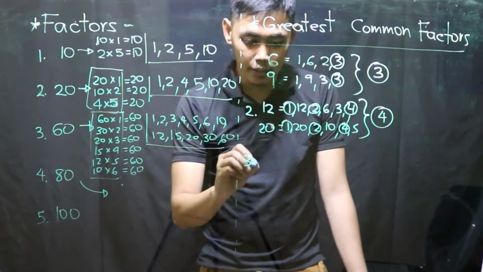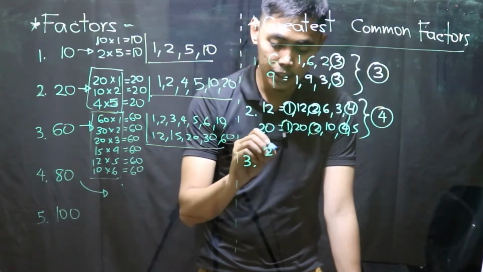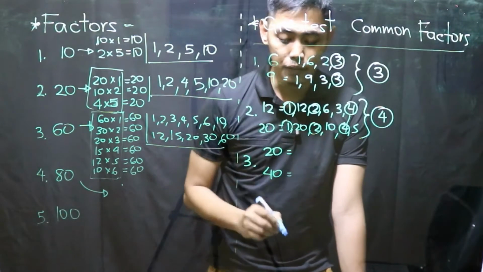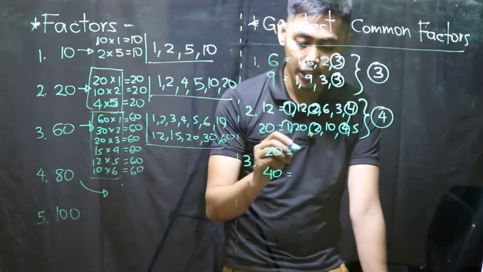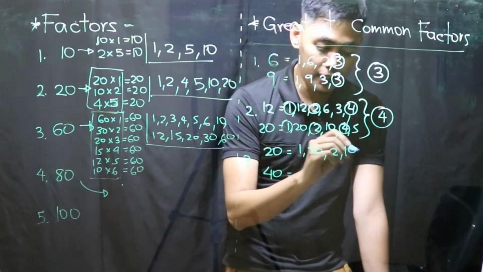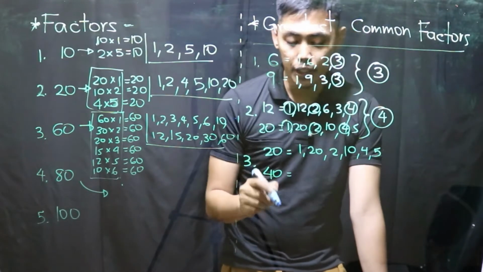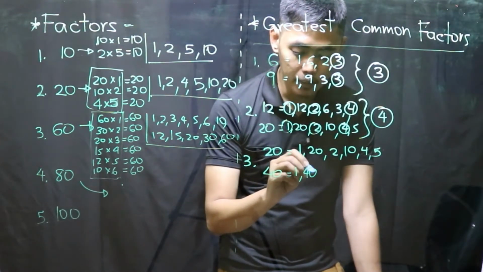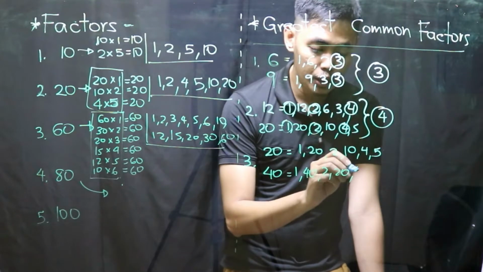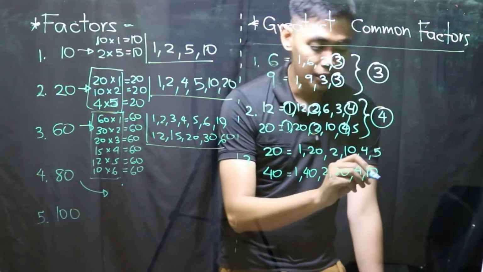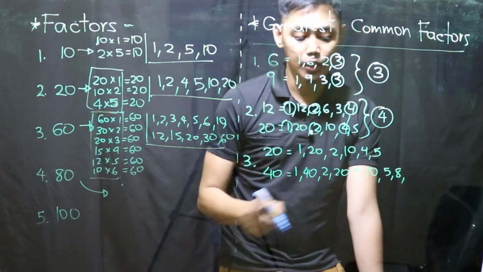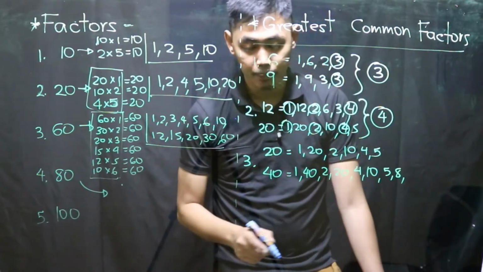How about number 3? Let's have 20 and 40. What is the greatest common factor of 20 and 40? Let's have 20. We have the factors 1, 20, 2, 10, 4, and 5. How about 40? We'll say 1 times 40, 2 times 20, 4 times 10, and 5 times 8. So these are the factors of 40.